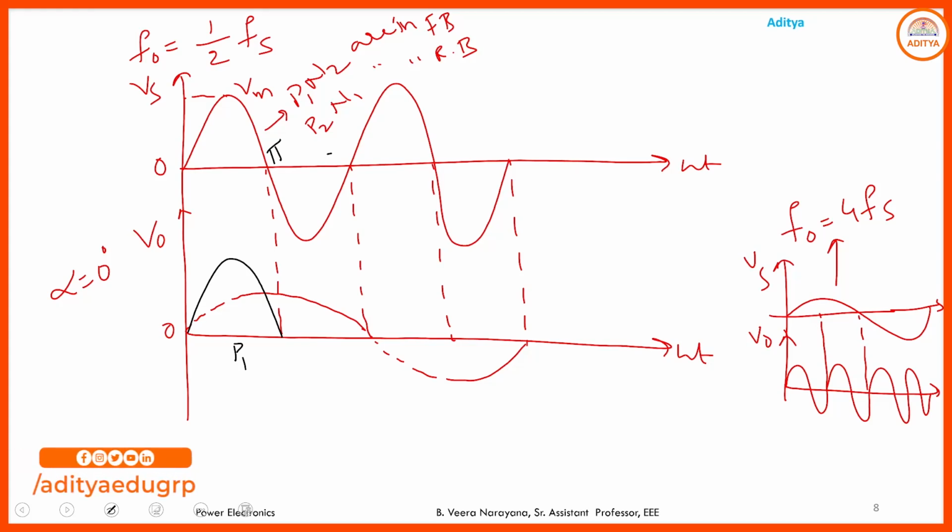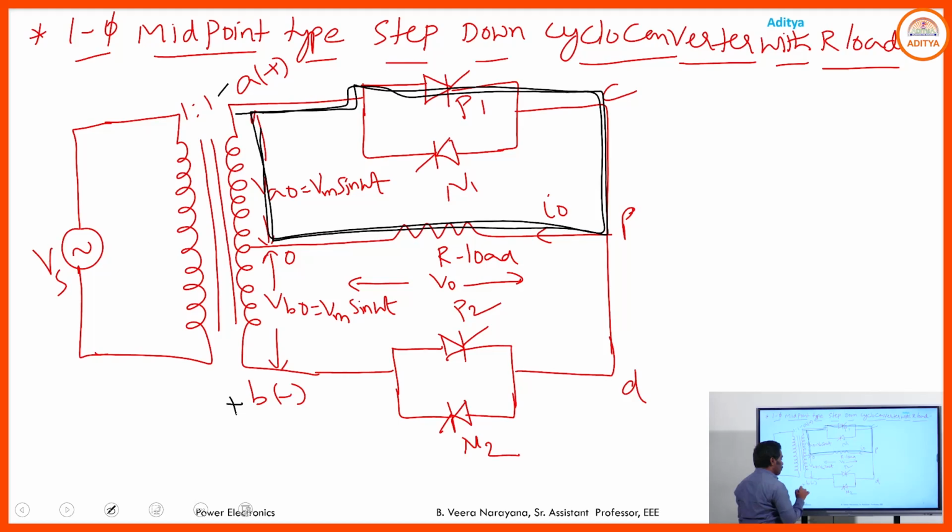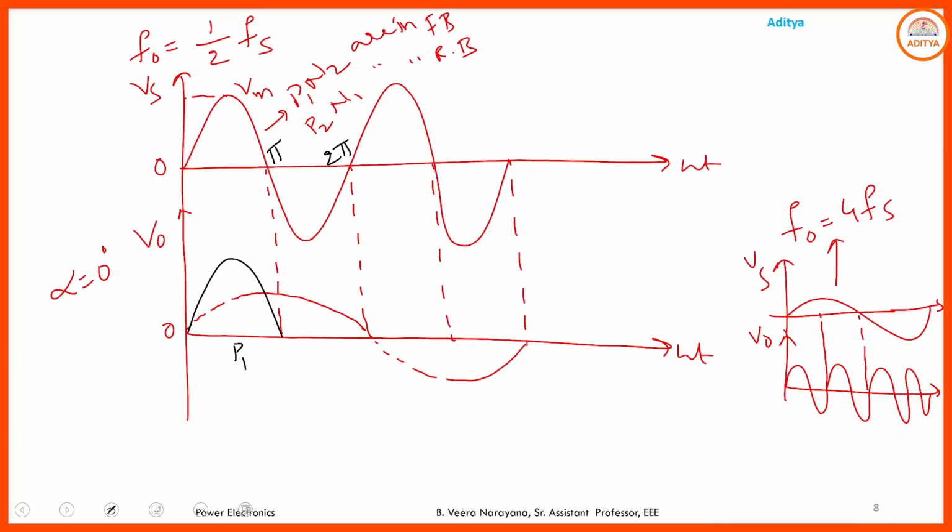Next, from pi to 2 pi, we have the negative half cycle of the source voltage. During that negative half cycle, what happens here? Terminal A is negative and B is positive. Corresponding to that, N1 and P2 are in forward bias. So during this negative half cycle of the supply, P2 and N1 are in forward bias and P1 and N2 are in reverse bias. But I want to collect the positive output voltage here.